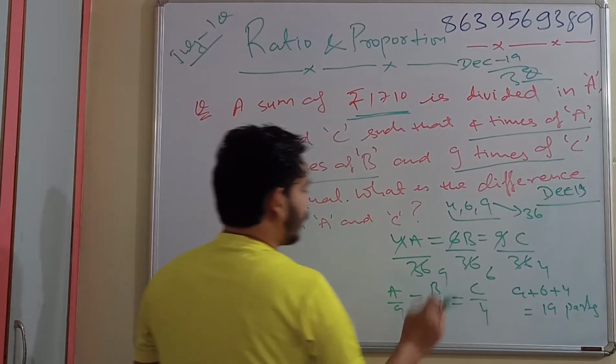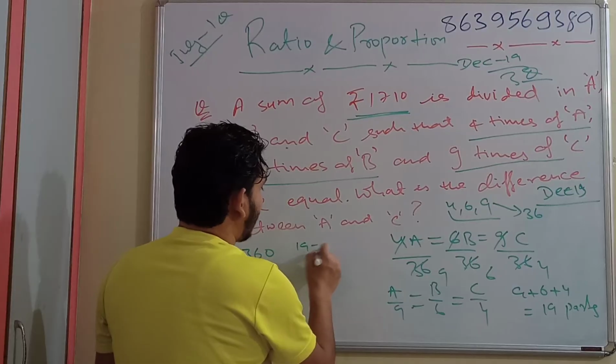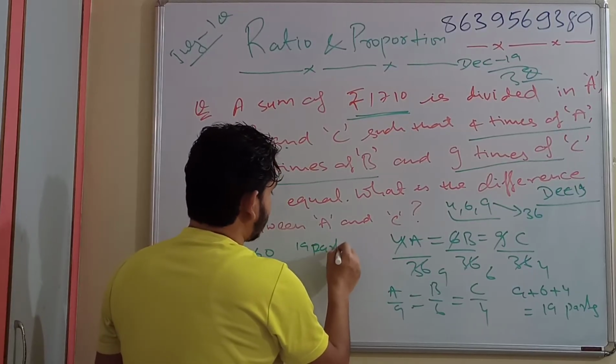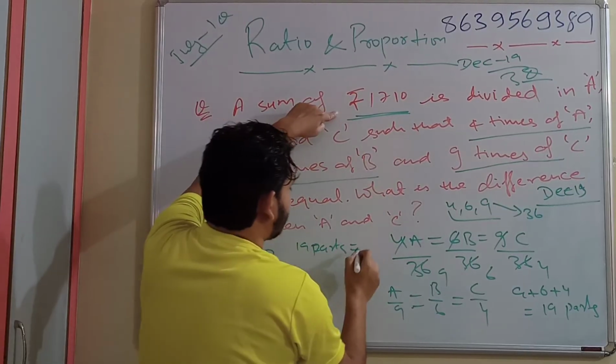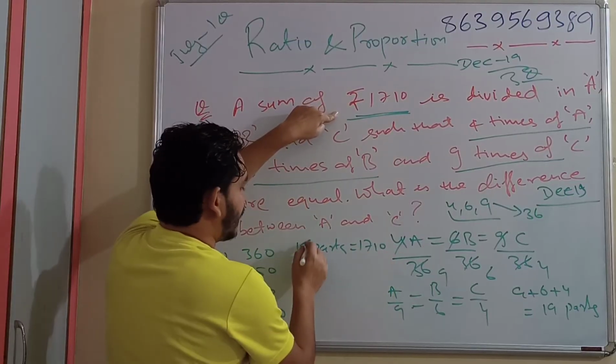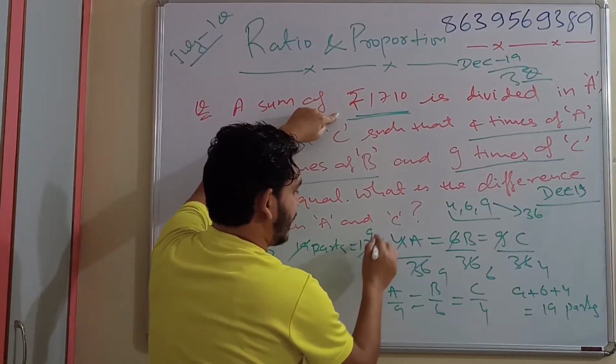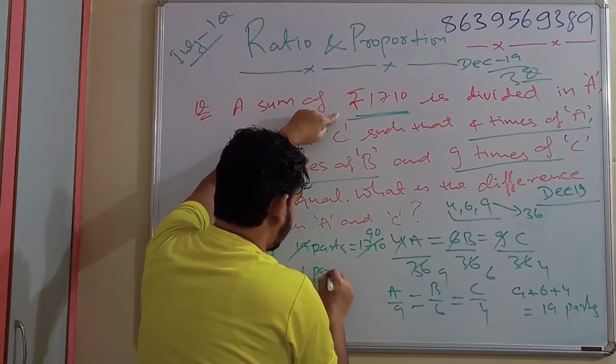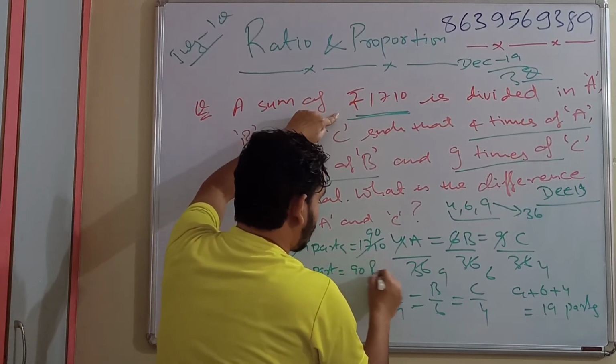Now, when we know that total 19 parts is equal to the whole amount 1710. We know that 19 9 ja will be 171. So that is 1 part is equal to 90 rupees.